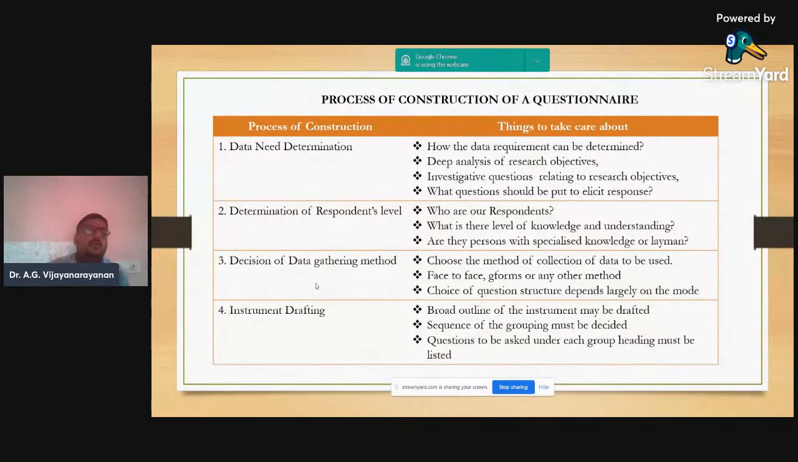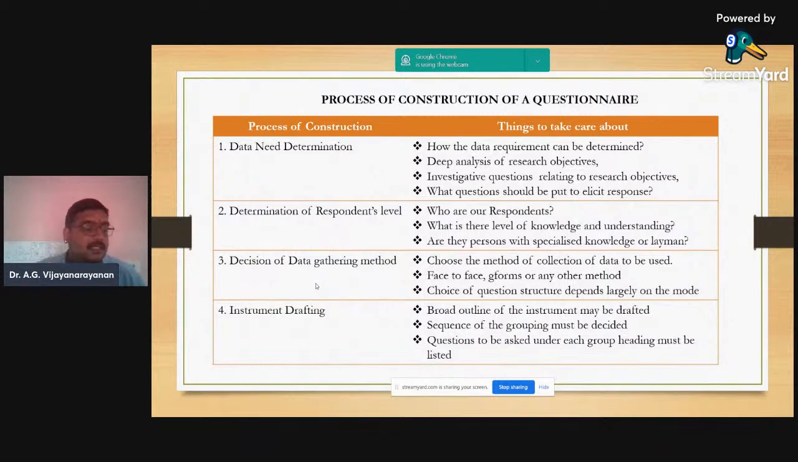So what is the data gathering method? Point number three. Whether you are going in person and collecting through face-to-face interaction, and thereafter came the mail survey. They used to mail it. Now we have G forms, right? Google forms, right? For anything and everything we use Google Forms.